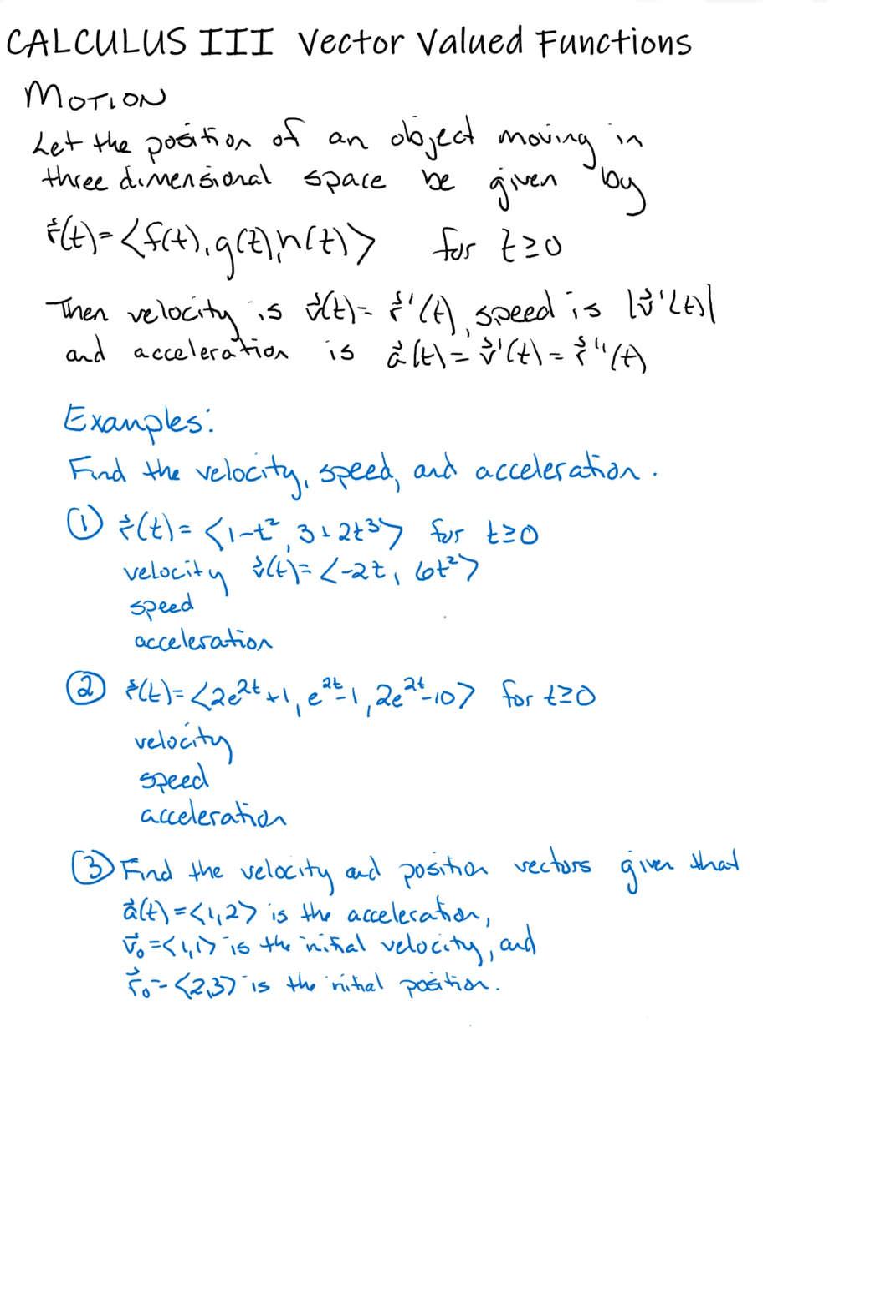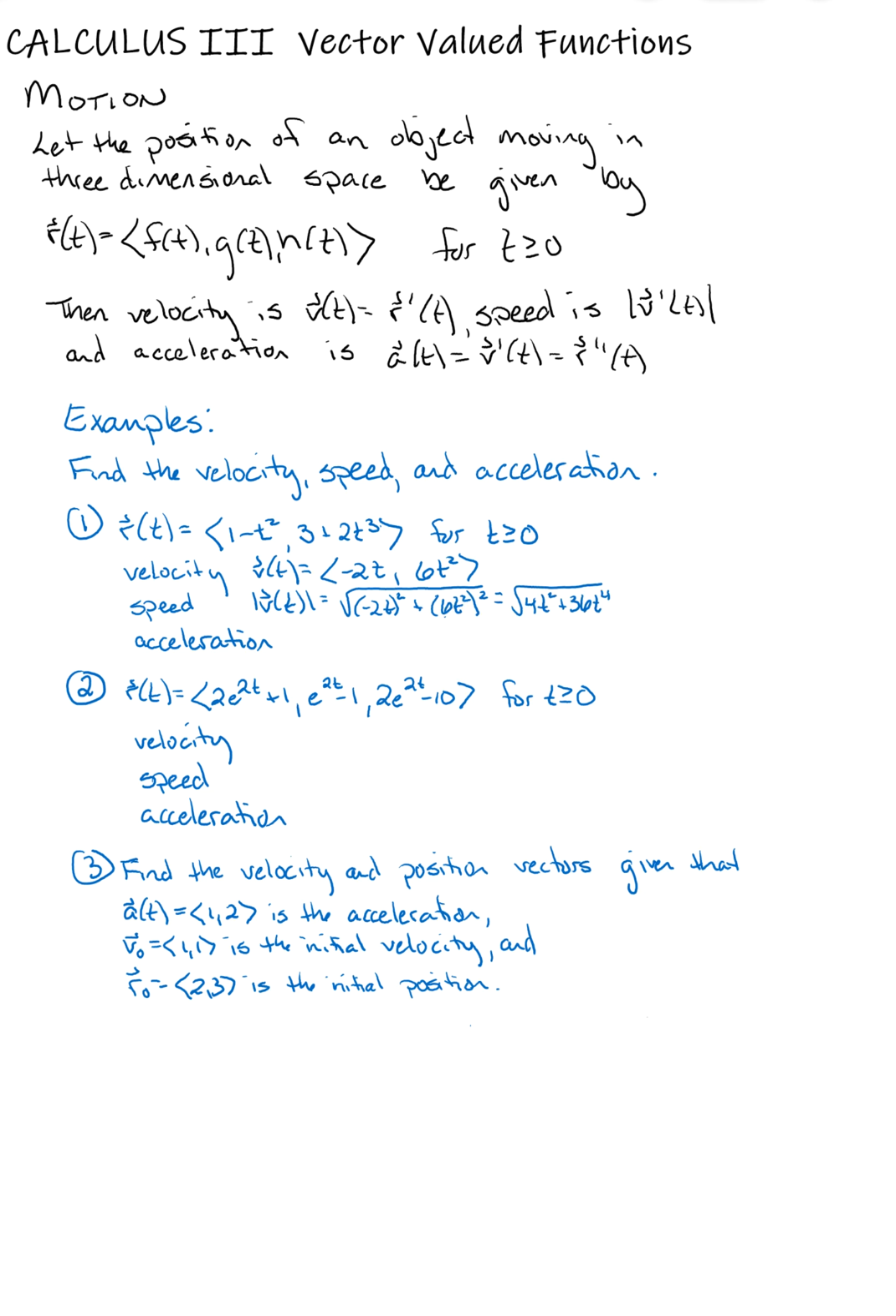Now the speed is the magnitude of that, which is the square root of the sum of the squares of each of those components. Which gives us the square root of 4t squared plus 36t to the fourth.